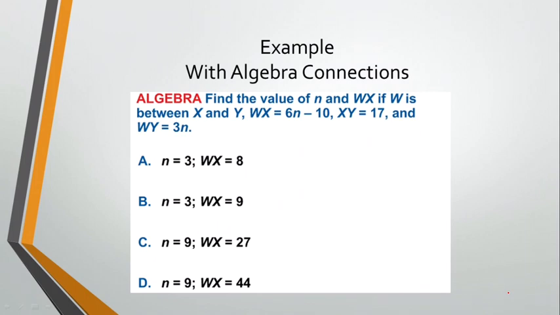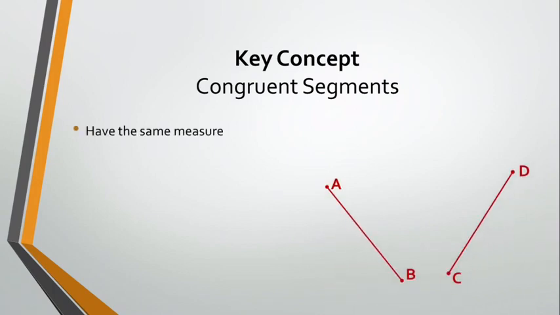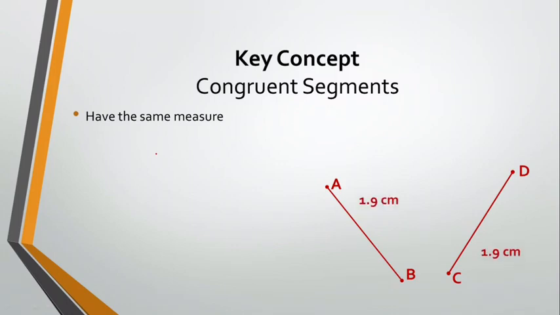Here is an example that you should try. Another key concept is congruent segments. And congruent segments and the word congruent is something that we are going to be using for the rest of the year. Here are two segments, A and B. A and B are congruent if they have the same measurement. So 1.9 and 1.9 means that they are congruent.